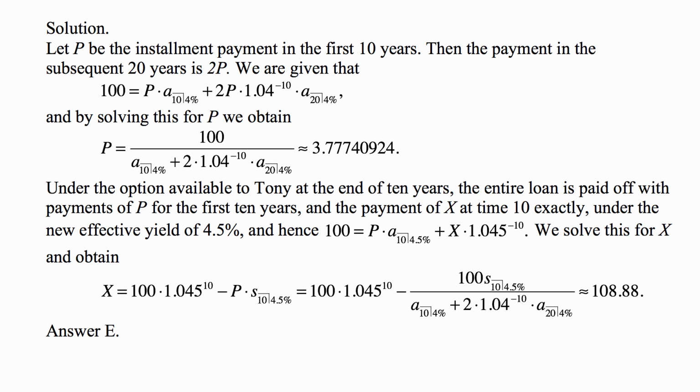So X has to be equal to 100 times 1.045 to the 10th minus P times s angle 10 at 4.5%, because multiplying a angle 10 by 1.045 to the 10th gives us s angle 10. And of course P we calculated before, so we just plug it in. We use that value and we calculate all that, and it comes out to be 108.88, which is answer E.